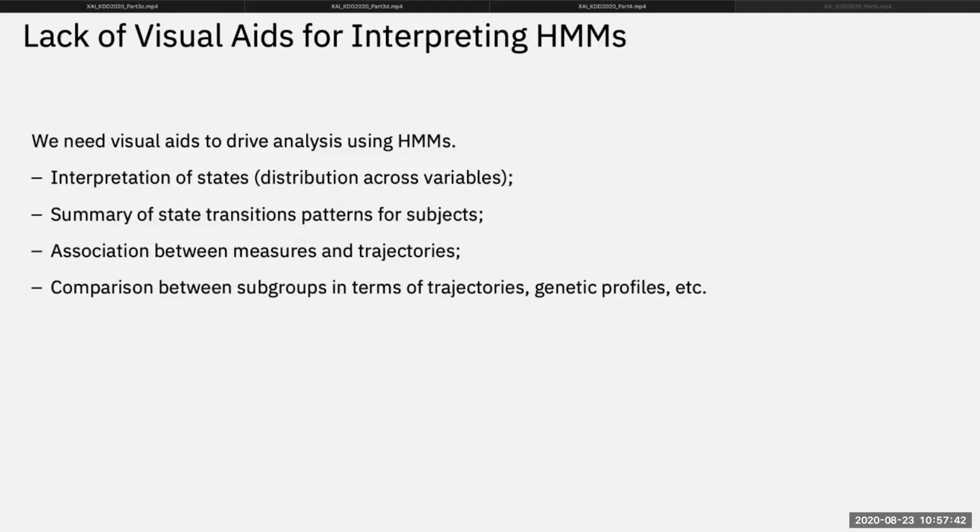However, it is not easy to interpret hidden Markov models. Clinical researchers need visual aids to drive analysis using hidden Markov models. They want to interpret the states' distribution across variables. They want to gain a summary of state transition patterns for subjects. They also want to find association between measures and the trajectories. They also want to compare between subgroups in terms of trajectories, genetic profiles, and various characteristics of patients.